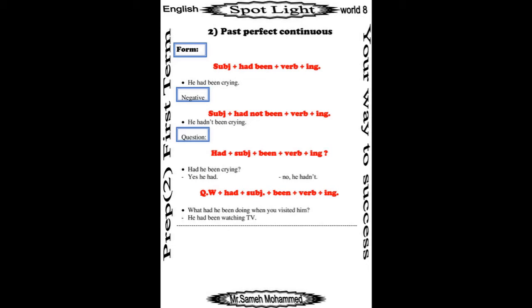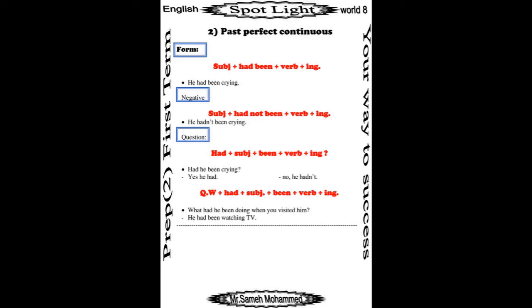Question. Number 1, interrogative. I can begin the question with had plus subject plus been plus verb plus ing. For example, had he been crying? This is the question, and if you want to answer, you can use yes or no. Yes, he had, or no, he hadn't.